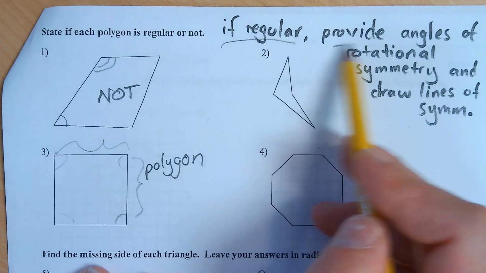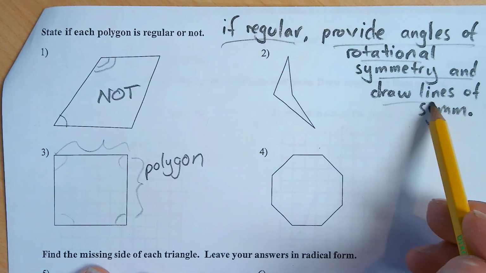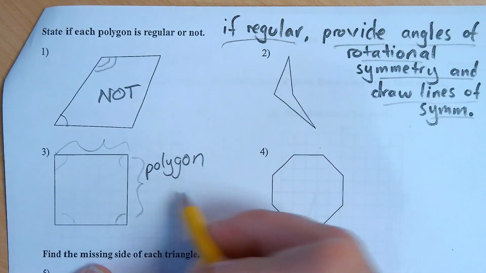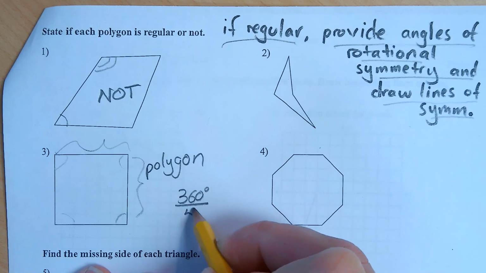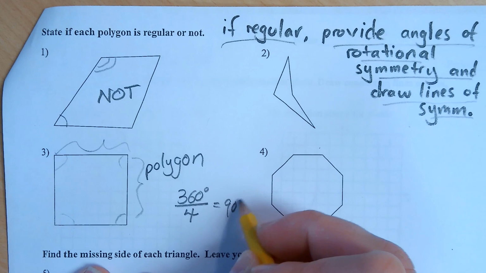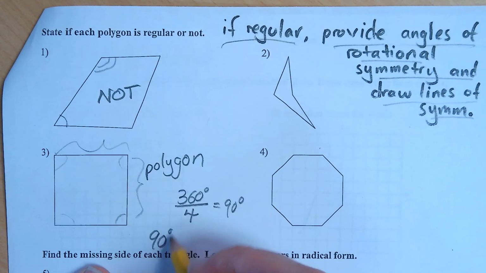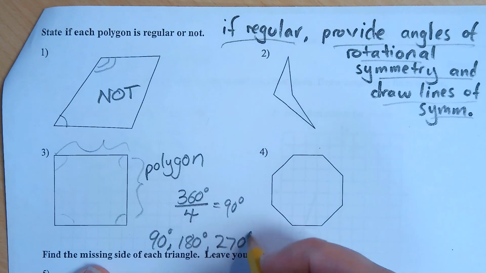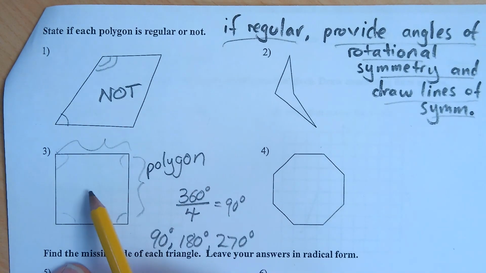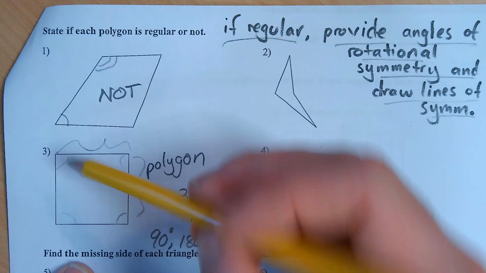Now, if regular, provide angles of rotational symmetry and draw lines of symmetry. So remember, this is 360 degrees divided by sides equals 90. So 90, 180, 270. And draw a line of symmetry.